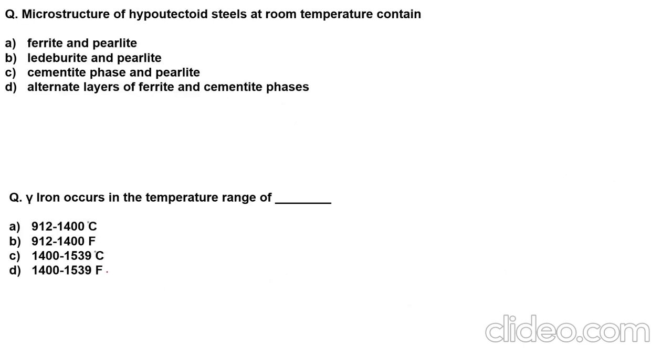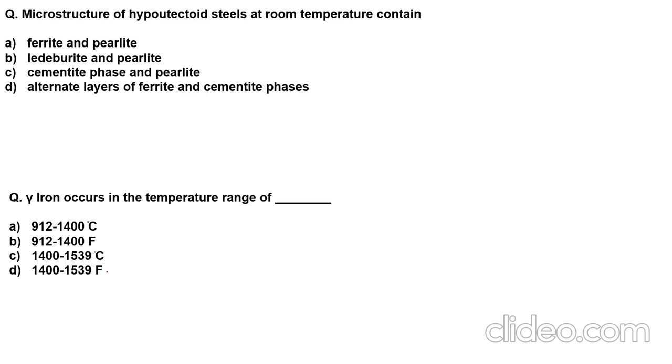So then we have another question which says: the microstructure of hypoeutectoid steels at room temperature contains ferrite and pearlite, ferrite and pearlite, cementite phase and pearlite, or alternate layers of ferrite and cementite phases.